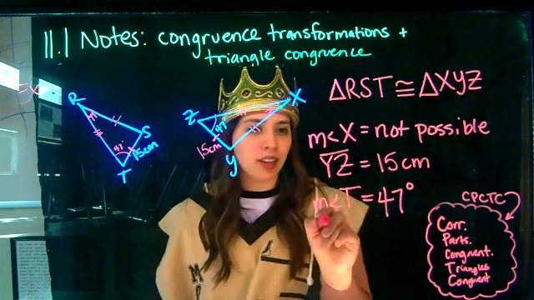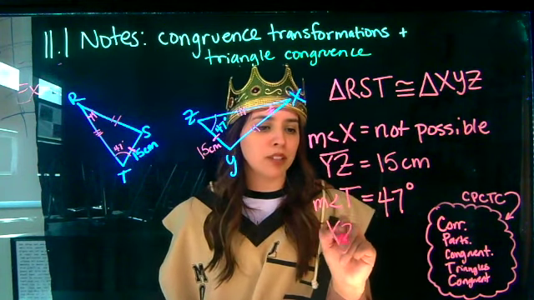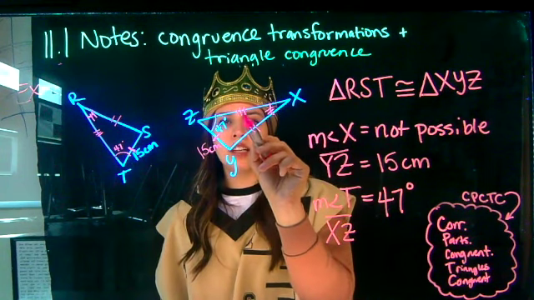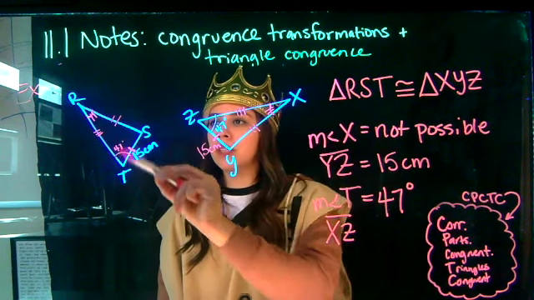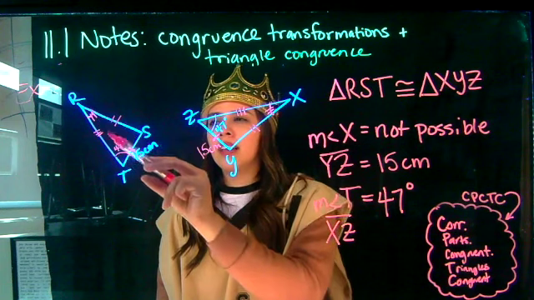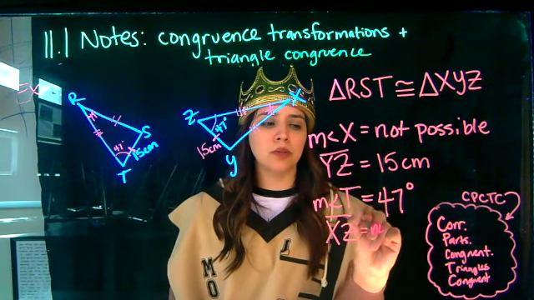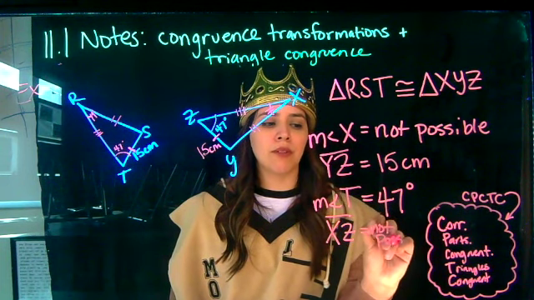And then the last thing that we're trying to see if we can figure out is the measure of XZ. XZ is the hypotenuse and it corresponds to TR. It doesn't give us an actual measure. So this is not possible. We don't know what it is. We don't have enough information.